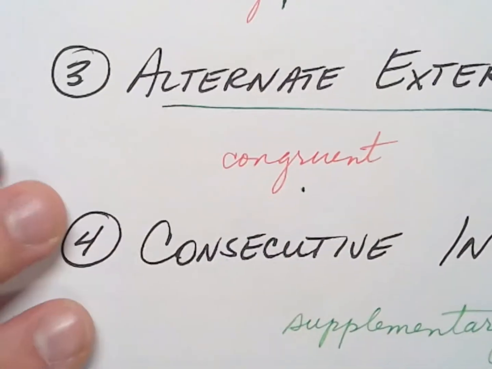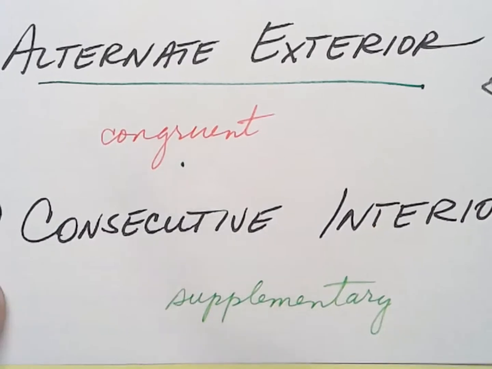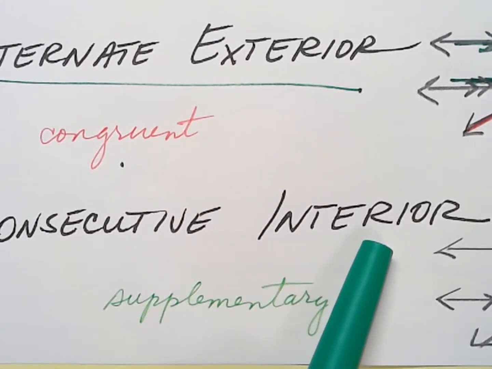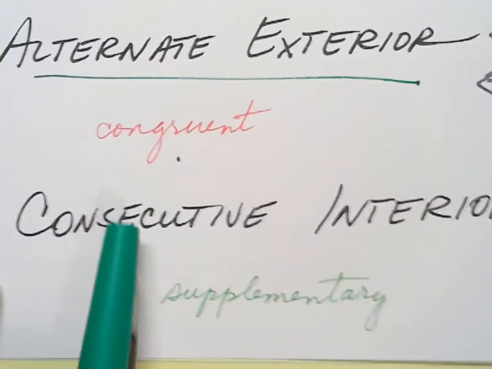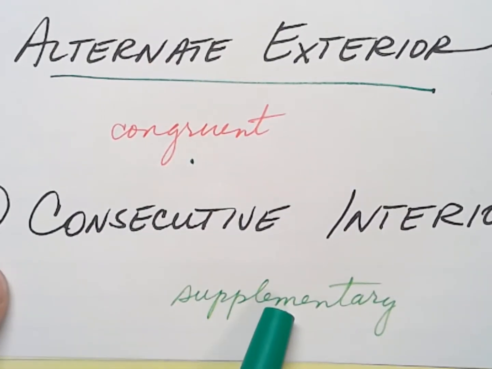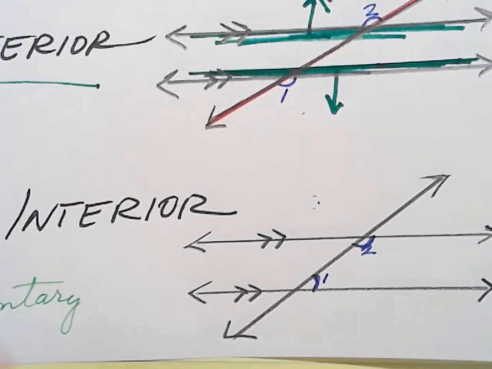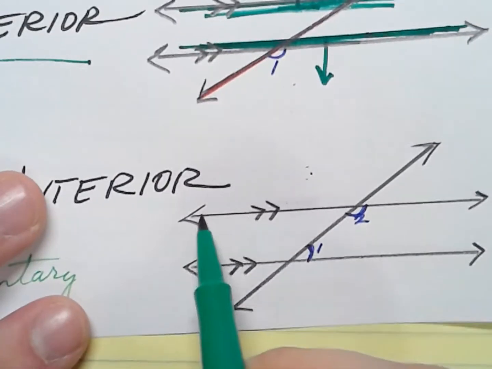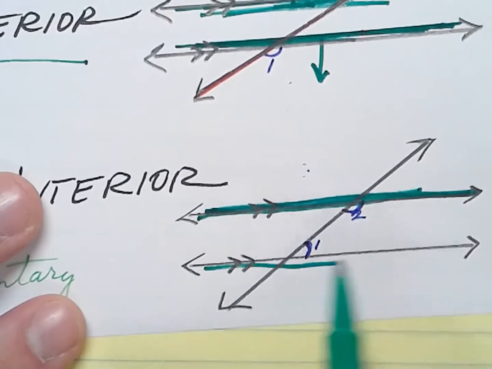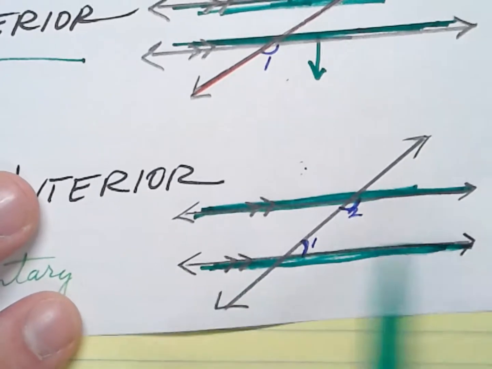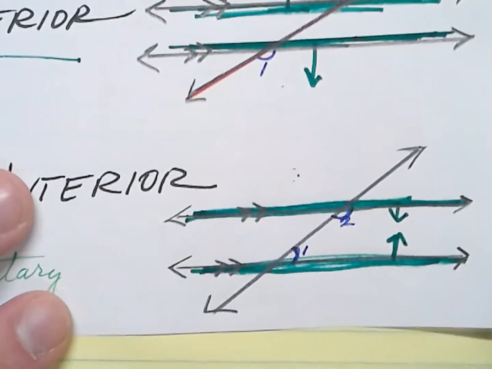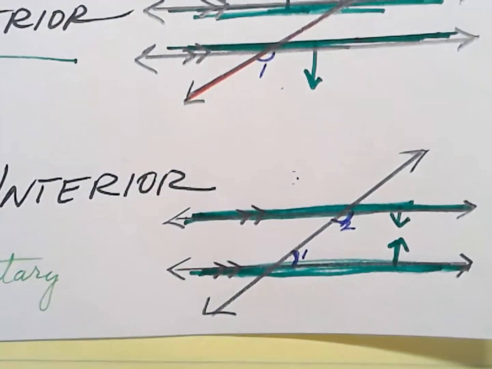The last kind is consecutive interior. Again, these are going to be on the inside of the parallel sandwich. But consecutive is a little bit different. Because they're consecutive, they're going to be supplementary. They're not going to be congruent this time. Here, they're on the inside of the parallel lines. As you can see, here's a parallel line, and here's a parallel line. It's creating that kind of sandwich thing. And so they are indeed on the inside, but they're consecutive.